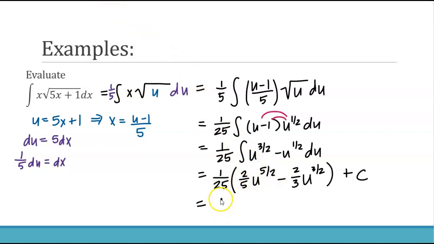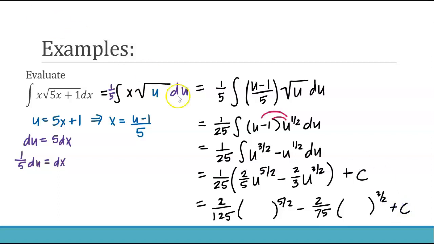So we're going to end up here with, let's see, 2 over 125, and I'll leave a space to plug that u back in, to the 5/2, and then minus 2 over 75, leave a space, to the 3/2, plus c. And that space is for my original u, my 5x plus 1. So this whole thing is my answer.